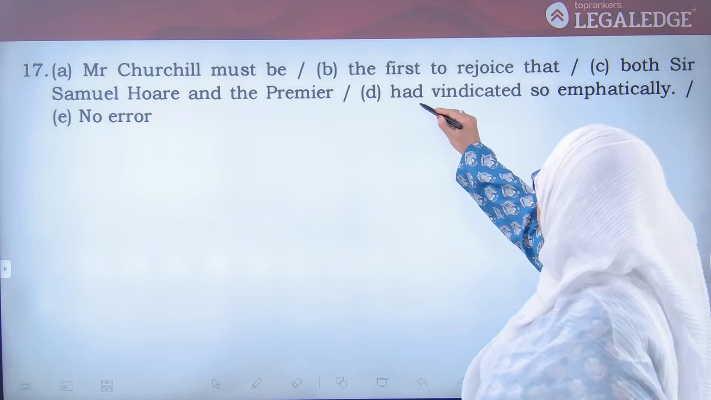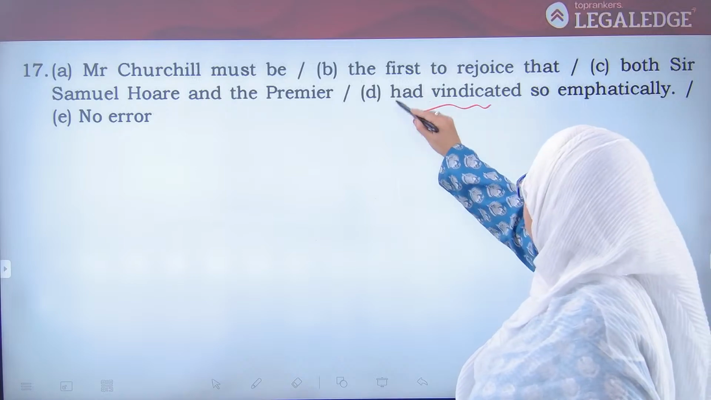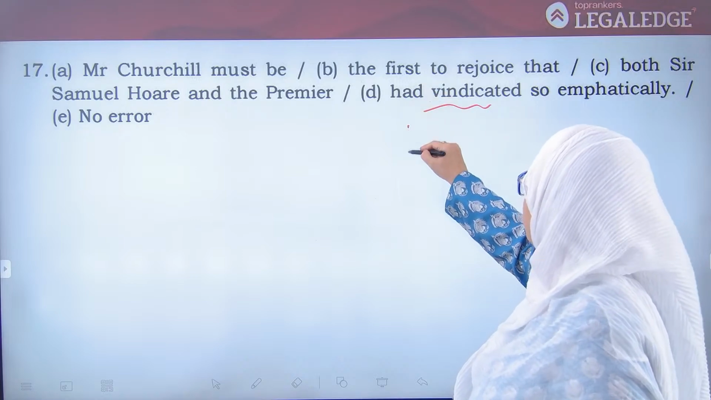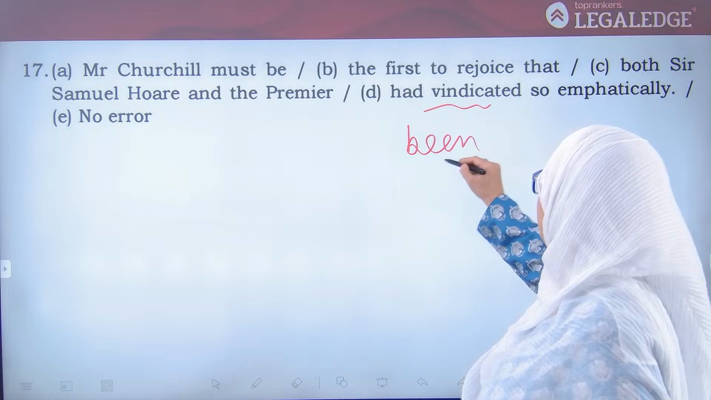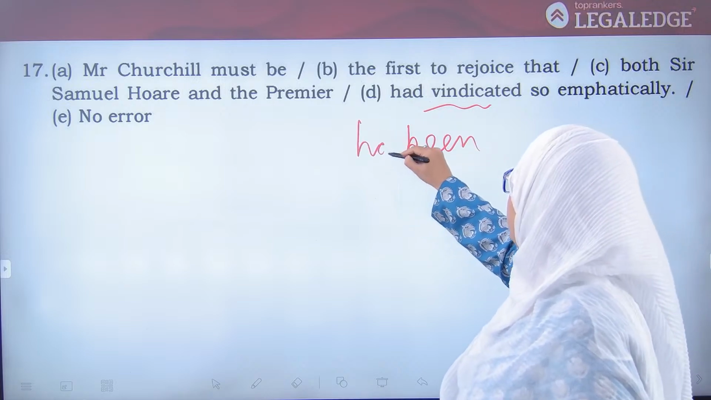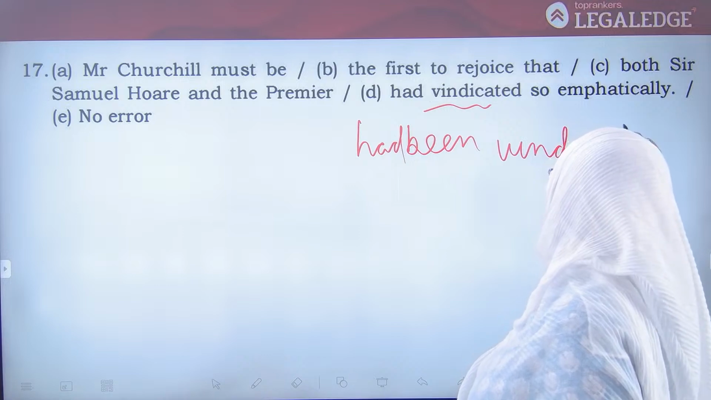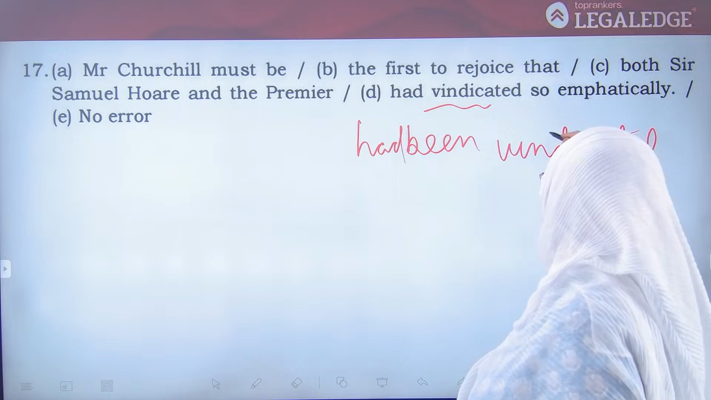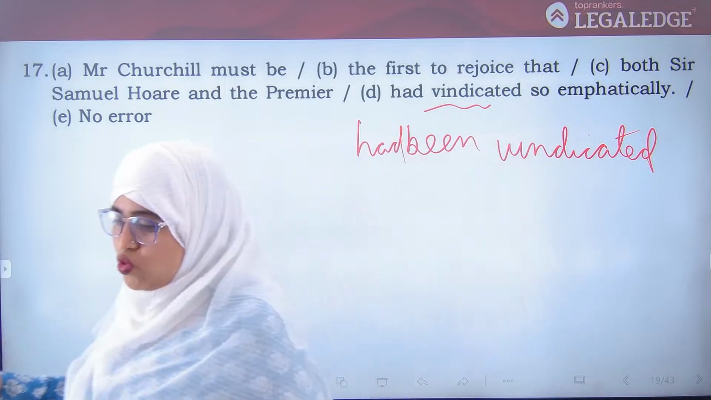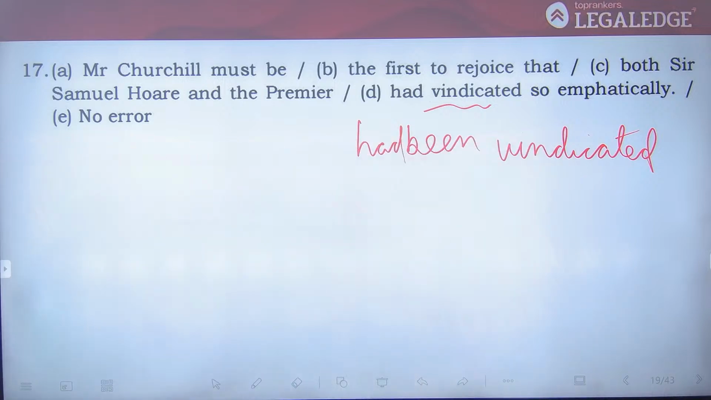It's actually they had been vindicated. Both of them had been. The sentence should be in passive voice. Had been vindicated. The sentence is supposed to be in passive voice. Mr. Churchill must be the first person to rejoice that both, sir, somebody is informing about somebody else. All right?